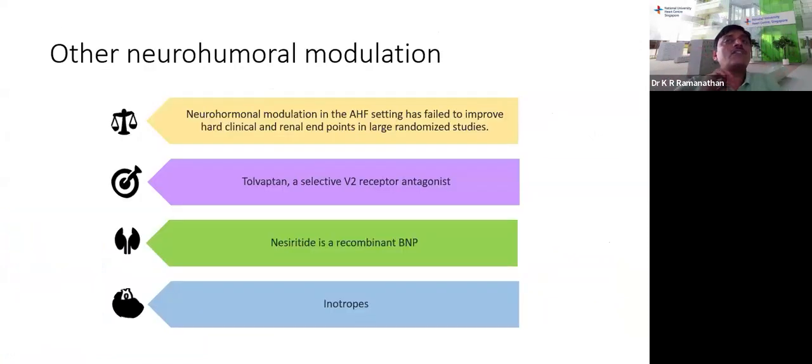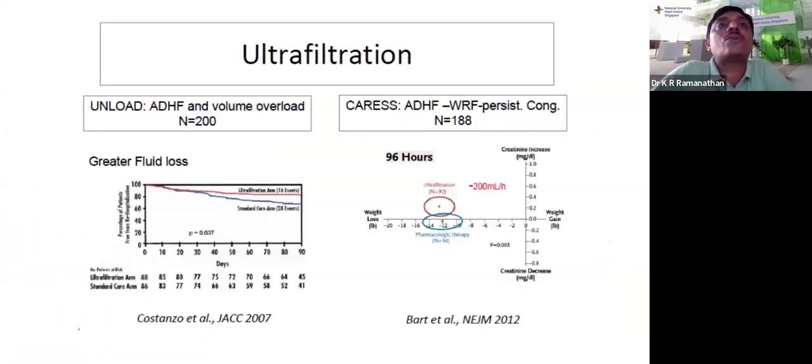Now, there are other ways of modulating this patient's neurohumoral system. Clearly, it has shown a lot of promise of late. Selective V2 receptor antagonists, recombinant BNP, and of course, as I said earlier, selected patients who need inotropes would benefit from this therapy as well as ongoing diuresis. Now, when do you stop diuresis and start thinking about the next important step, that is ultrafiltration?